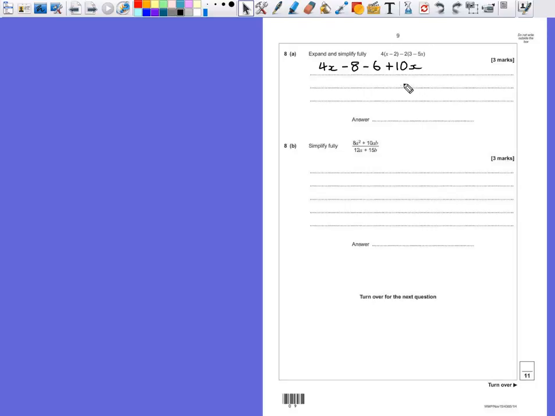Now we've multiplied out that expression, we can gather terms to fully simplify it. 4x plus 10x gives us 14x. Subtract 8, subtract 6 gives us subtract 14.